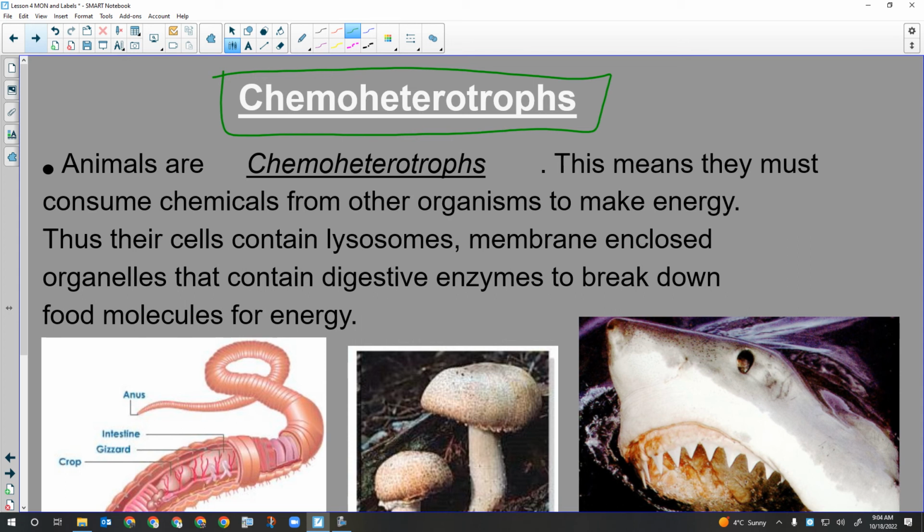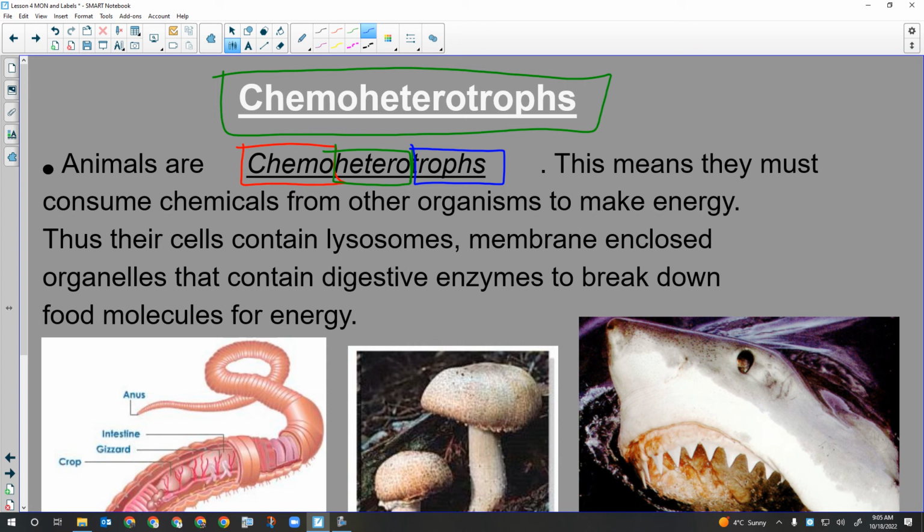Okay, so the origin of this word, just so we understand, right? Chemo means chemicals, okay, organic material. Hetero means other, okay, or many. Okay, so the chemicals from other organisms. And then troph means feeding. So this is a chemical other feeder. Okay, it means the chemicals from other organisms for food.